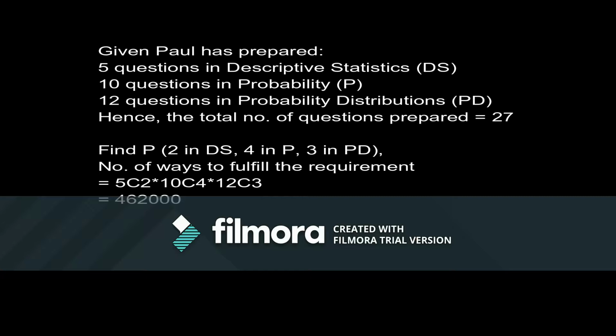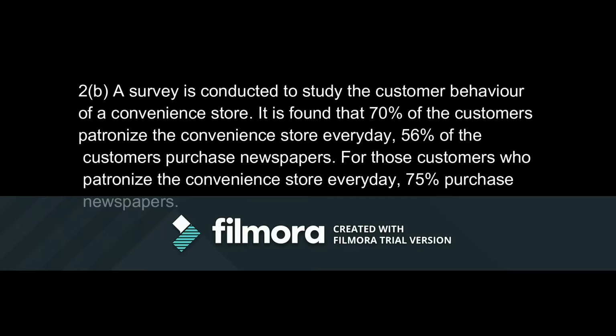The answer is 462,000. Hence, the required probability is 462,000 over 27C9. 27C9 is the number of ways to select 9 questions randomly. And the final answer is 560 over 5,681. For question 2b, a survey is conducted to study the customer behavior of a convenience store.